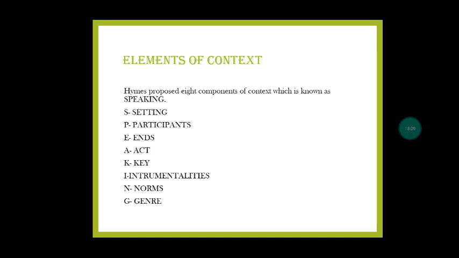Now, norms include social rules that manage the event. And the last one is genre. This kind of speech act is like stories, speech, or casual conversation. So these are some elements that help us better understand a speech act.